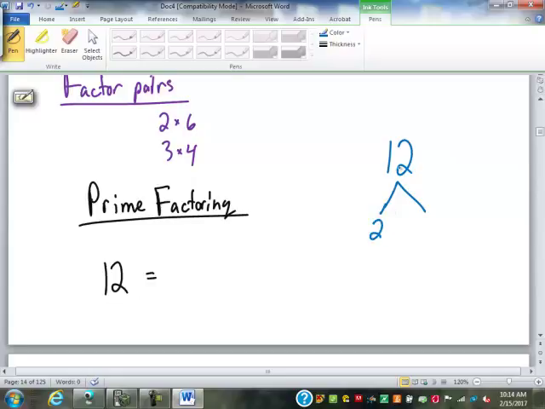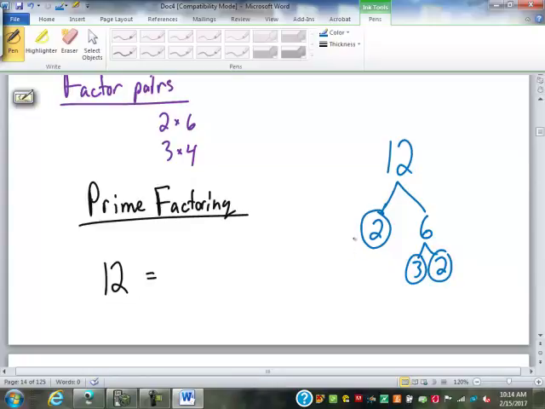If I take 12 divided by 2, what's left? 6. Now 2 is prime. I can't split that up into anything smaller, so I'm going to circle it. What's the number that divides into 6? 3 does. 6 divided by 3 would leave me with 2. Those are all prime. So I'm done at that point.